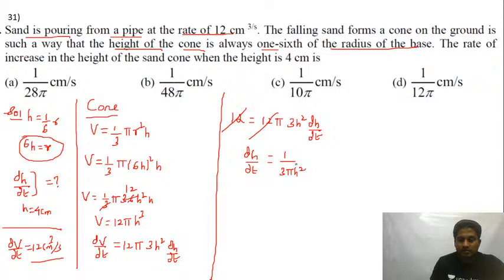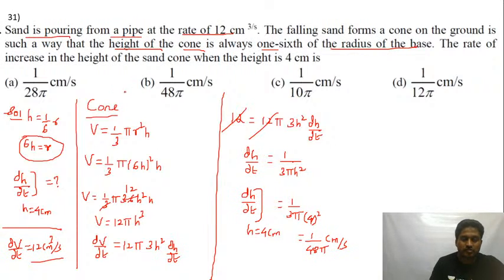Right, this was asked in 2011 or 2012, something. Now dh by dt when h is equal to 4, when height is equal to 4 centimeter, this will be equal to 1 by 3 pi into 4 square. All these questions are previous year questions, plus the Comet K papers. Comet K papers I have kept at last. This is equal to 4 square, 16 into 3 is 48. You get 1 by 48 pi centimeter per second. Answer is option B.